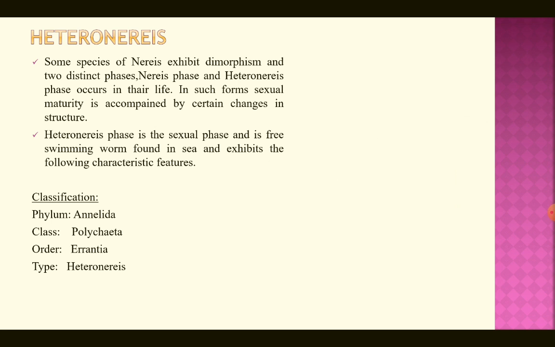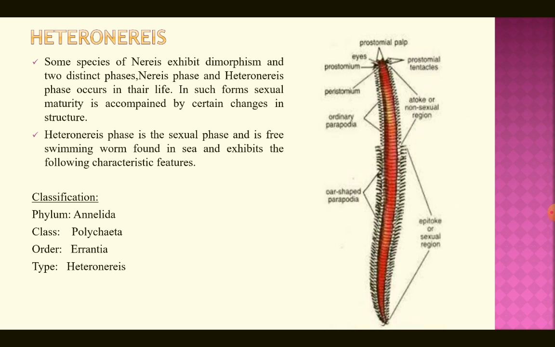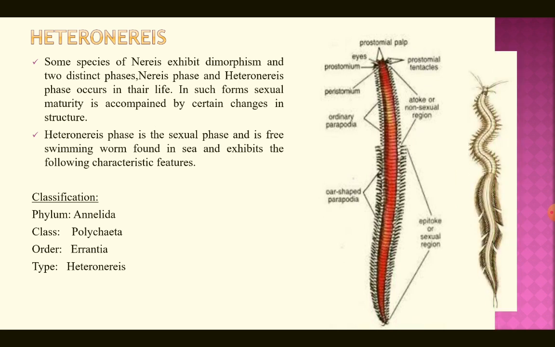Now, what are the changes that you see? Heteronereis is the sexual phase, a free-swimming worm found in the sea, and exhibits the following characteristic features. Their classification also remains the same. They belong to class Polychaeta, order Errantia, and the type Heteronereis. This is also a Nereis, but in the life cycle of Nereis it exhibits a different phase, that is the sexual phase, and hence it is called Heteronereis. So this is how a Heteronereis looks.